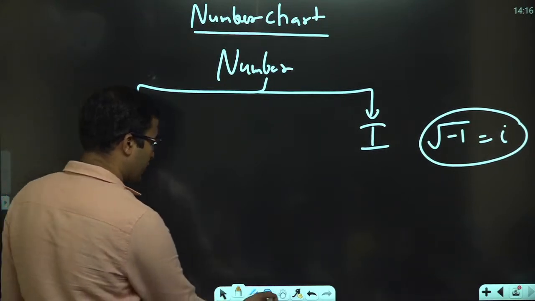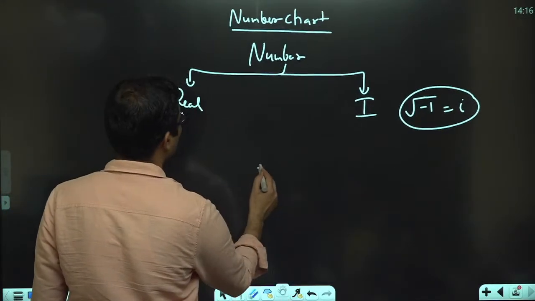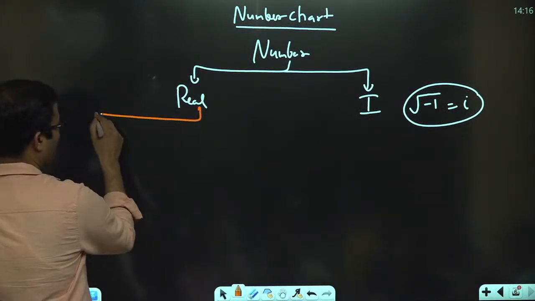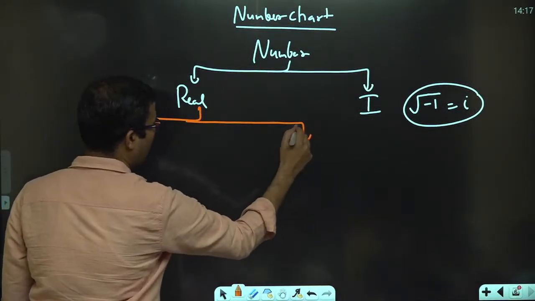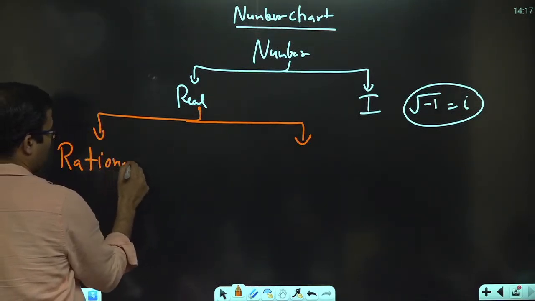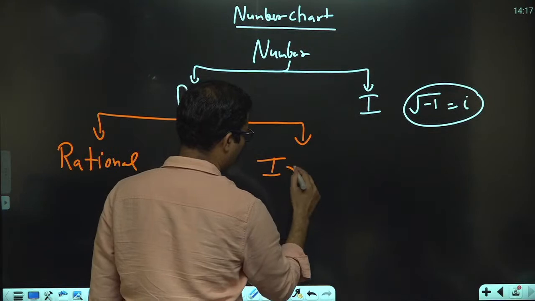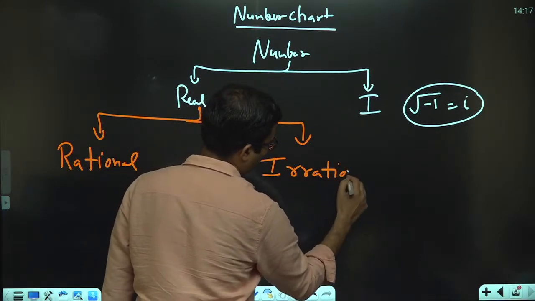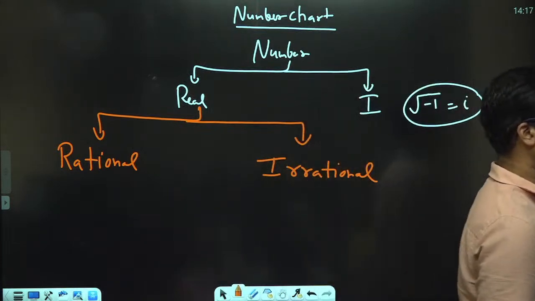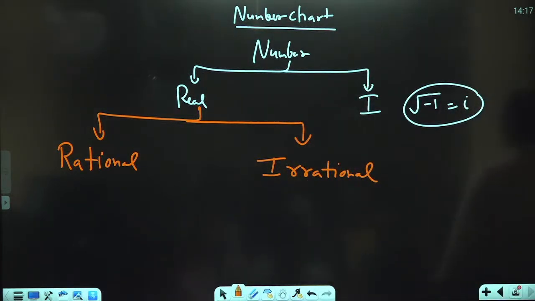Now here further, this real number we divide into two parts, rational and irrational numbers. So we have to be comfortable with what is rational and what is irrational.